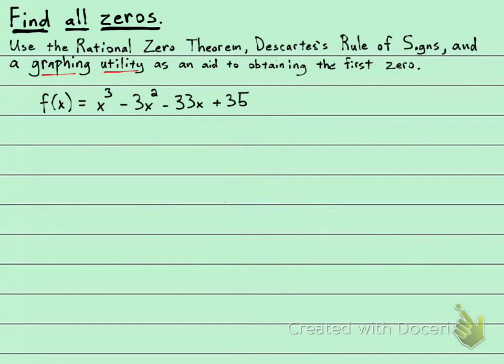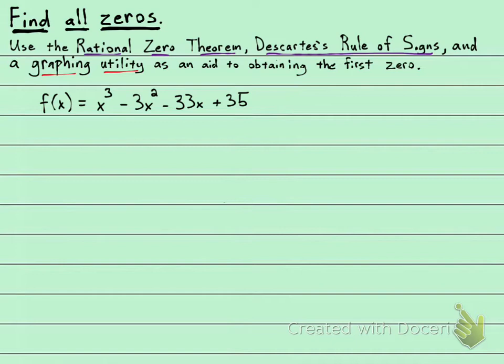They're recommending us to use the rational zero theorem, right? That's the p's over the q's. They were recommending Descartes' rule of signs, and I didn't even show you Descartes' rule of signs, so don't worry about that. And a graphing utility as an aid to obtaining the first zero.